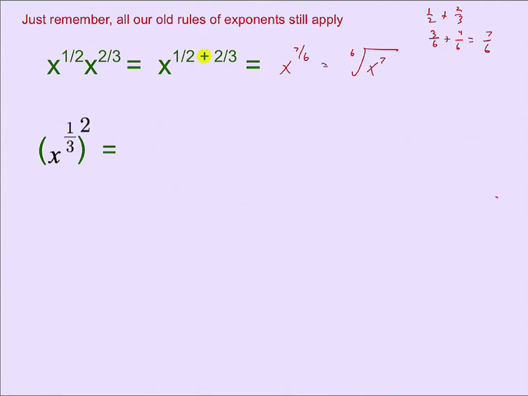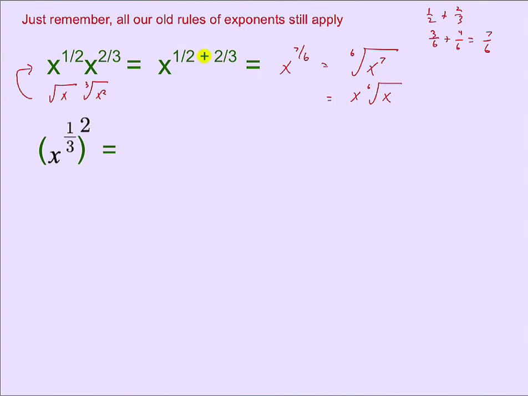Or to simplify that, we can do 7 divided by 6. That's 1 with a remainder of 1. So x times the sixth root of x. That is what you get if you try to multiply the square root of x times the cube root of x squared. Turning them into exponents would allow us to use the properties of exponents that we know.